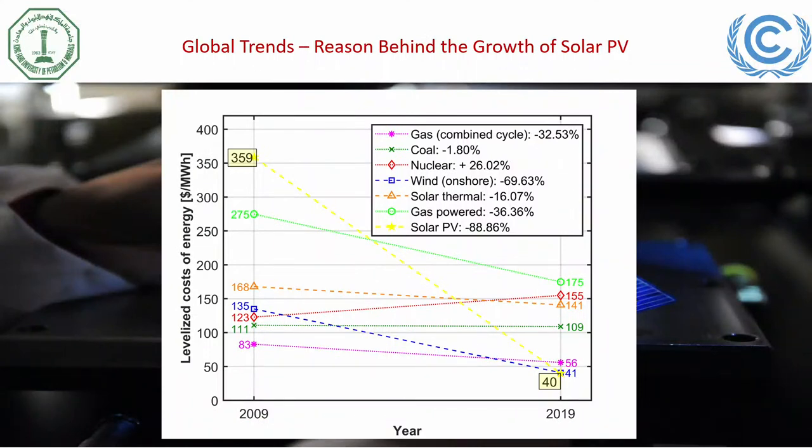Now if you see the global trend, wind and solar are competing with each other. If you go back to 2012, wind was almost three times higher than solar. But now, in yearly addition, the solar addition is three or four times higher than the wind addition. Why is that? This is simply because of technological advancement and cost reduction. As you can see, from 2009 to 2019, solar was highest in 2009, taking like $359 per megawatt hour. Now it is less than 40, whereas others are still more expensive than solar per unit of energy production.